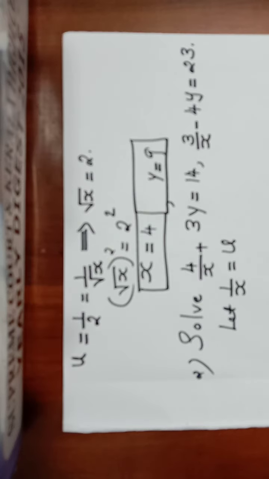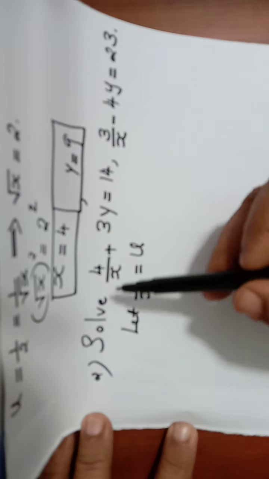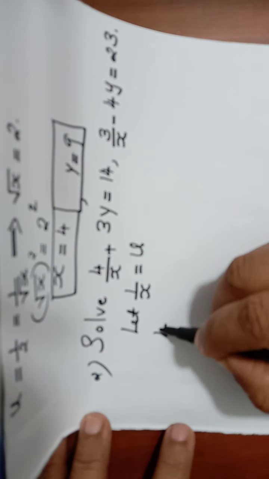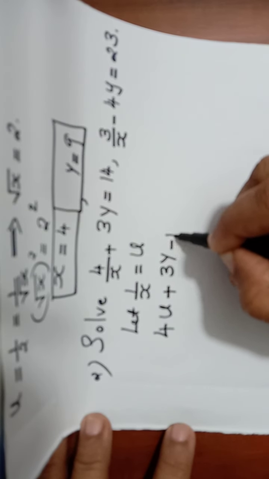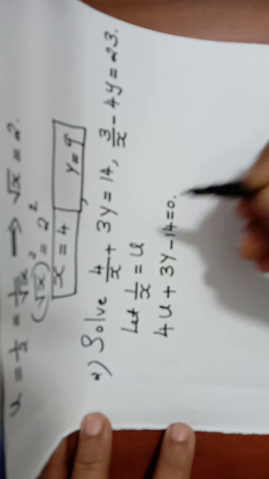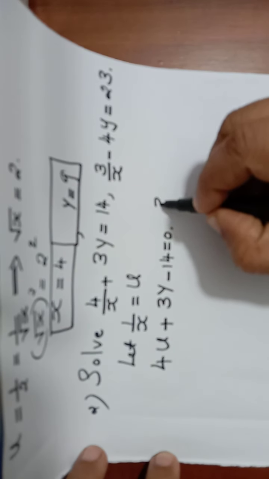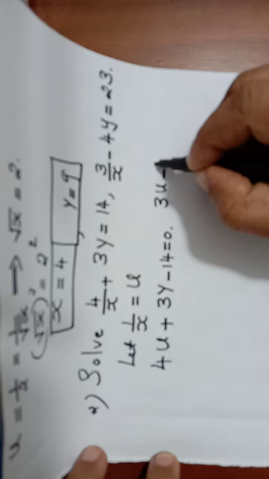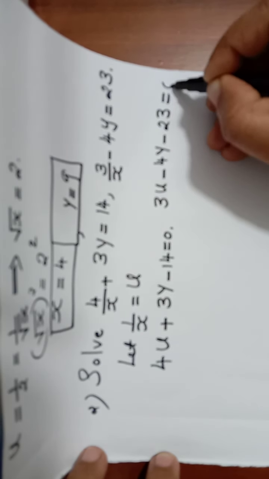So how do we get the equation now? 4 by x means 4 into 1 by x. 4 into 1 by x is 4u. So the equation will become 4u plus 3y minus 14 equal to 0. How do we get the second equation? 3u minus 4y minus 23 equal to 0.